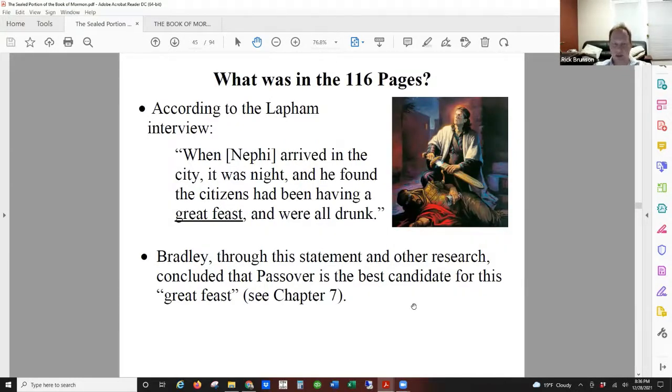So what was in the 116 pages? According to this Lapham interview, Joseph Smith Sr. told him that when Nephi arrived in the city of Jerusalem, it was night, and he found the citizens having a great feast. They were all drunk. I underline this great feast, which is not mentioned in the Book of Mormon. Usually these feasts are associated with the seven prophetic feasts that the Lord wanted the children of Israel to observe. Bradley, through this statement and others, concluded that Passover was probably the best fit for this great feast. So it's possible that Nephi entered Jerusalem the night of Passover. That may very well be the case. You guys can read the book to read about his arguments on why, but it's worth mentioning here.